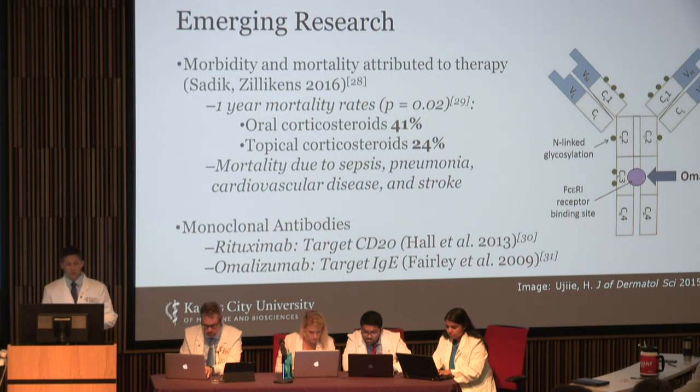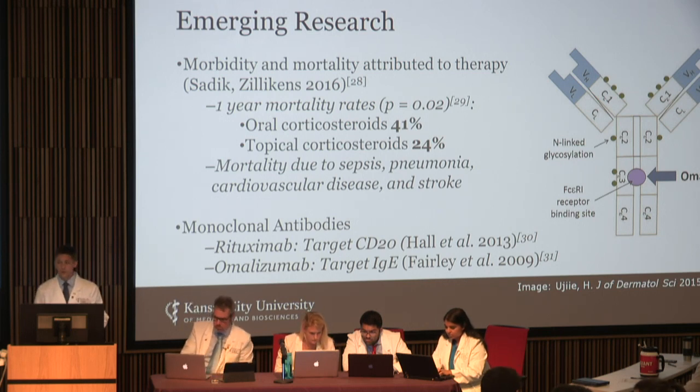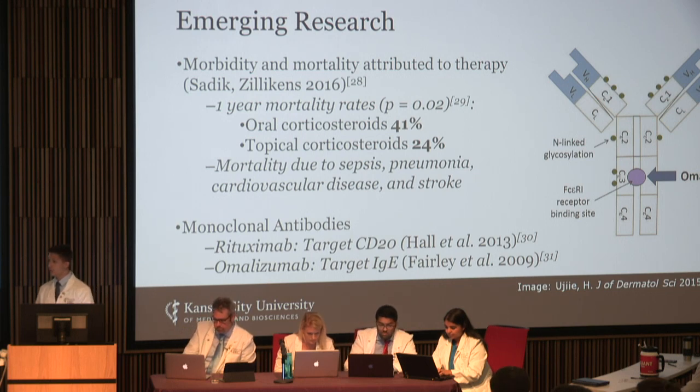Two prime examples are rituximab, which has successfully been used to treat diseases such as non-Hodgkin's lymphoma. This targets CD20 positive B and pre-B cells. In bullous pemphigoid, the goal would be to decrease the amount of autoantigens present by stopping the cells that ultimately produce them.